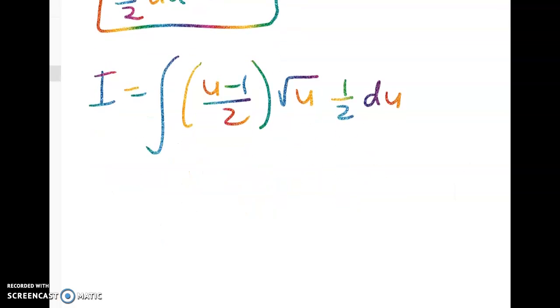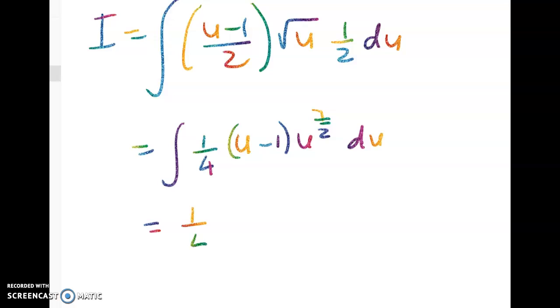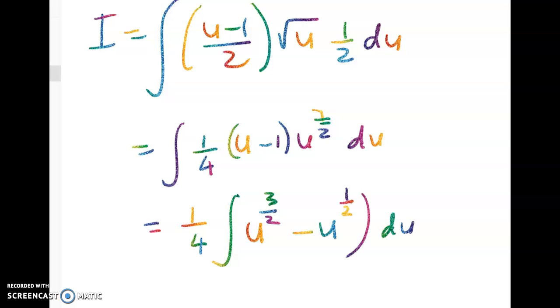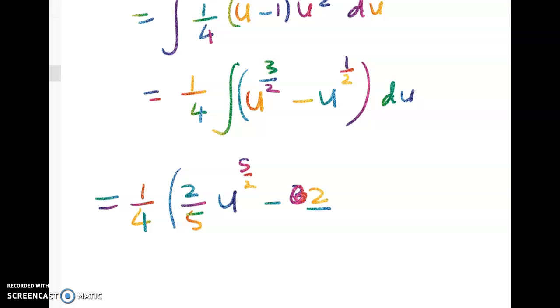So let's clean that up and get rid of the fractional powers. We get 1/4 u minus 1 times u to the power of a half du. Expanding out the brackets, we get 1/4 the integral of u to the 3 over 2 minus u to the 1/2 du, and now we're ready to anti-differentiate. So we'll have 1/4 of 2/5 u to the 5 over 2 minus 2/3 u to the 3 over 2 plus c.